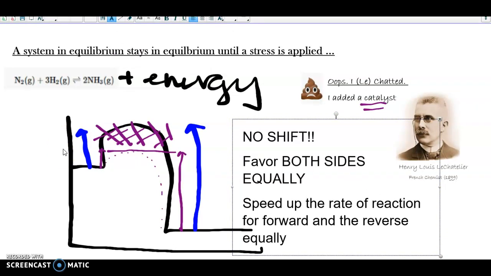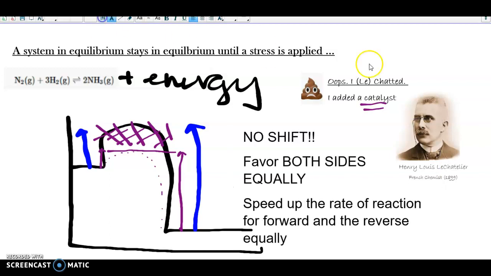When you talk about a catalyst, there's no overall shift. You're not favoring one side or the other. You favor both sides equally. So if they ever ask you, it's not that there's no change. You're changing both rates forward and backward equally. And if I kind of had to draw that for you, it would kind of look like this is like homeostasis. And you're maintaining this balance.